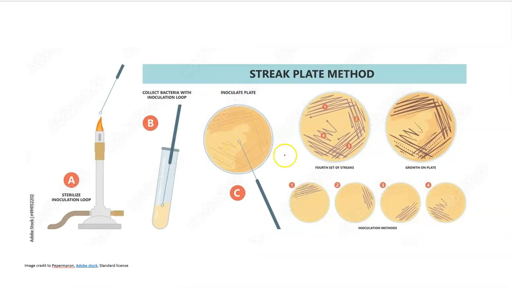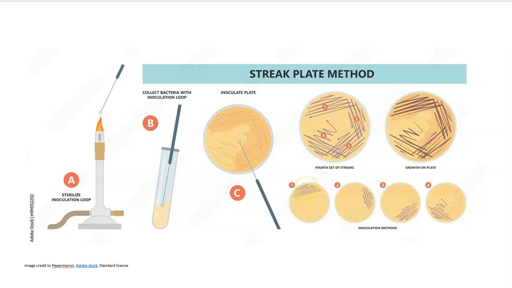So this is just a general overview again of the procedure. It basically starts off with sterilizing your transfer tool, which in this case is a loop that's being sterilized over a Bunsen burner flame. Could also be sterilized in an incinerator. Then you collect a sample of your bacteria, and you go in and you zigzag to make quadrant 1.